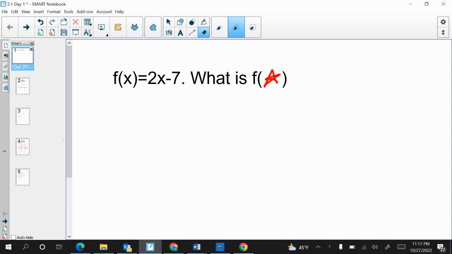All right, hello everyone. We are starting chapter 5 today. So there'll be 2 or 3 videos focusing on 5.1. This is not in your packet, but just a problem I like to start with. So just find a blank spot around page 5.1 to work on this.